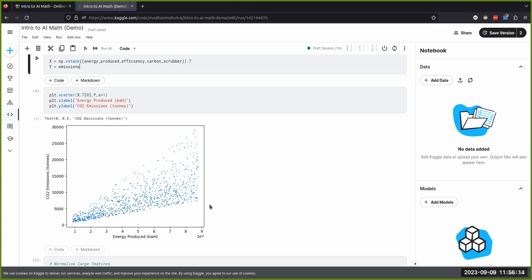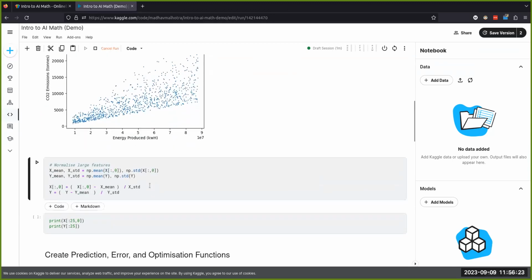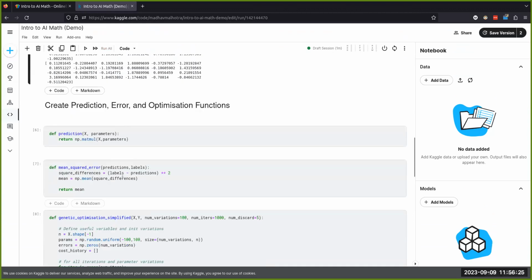I'm now going to create some functions that we talked about. So the function that generated predictions and that measured the error. Don't worry about the code. Just wait till the pretty pictures show up on screen.